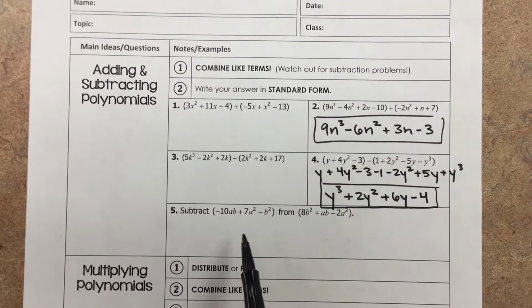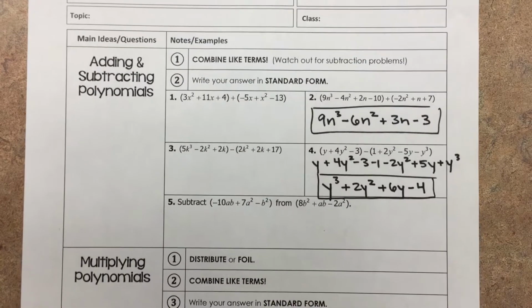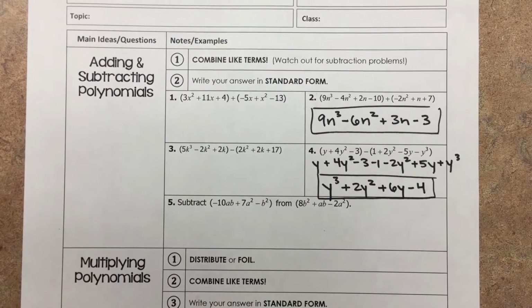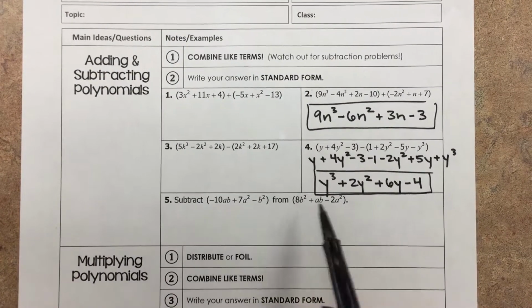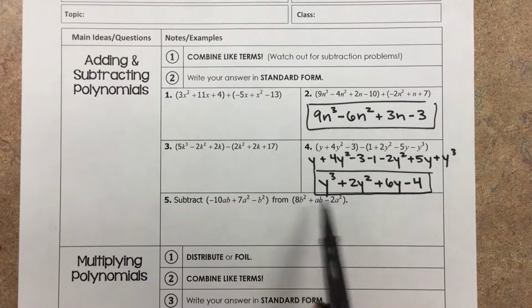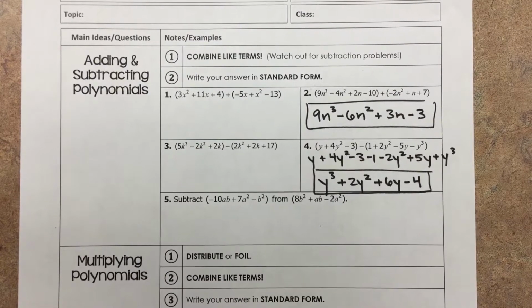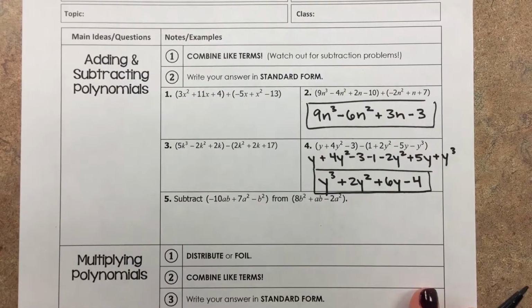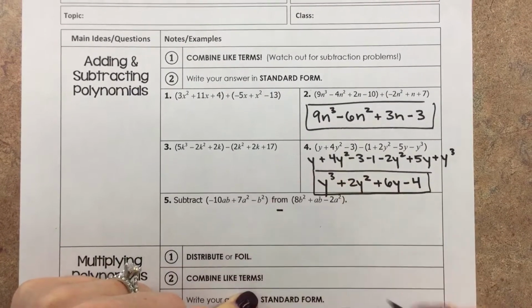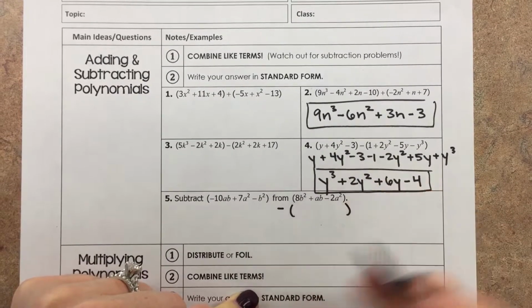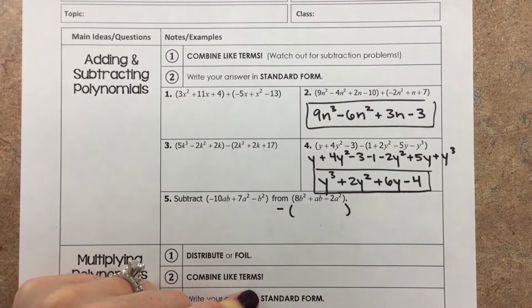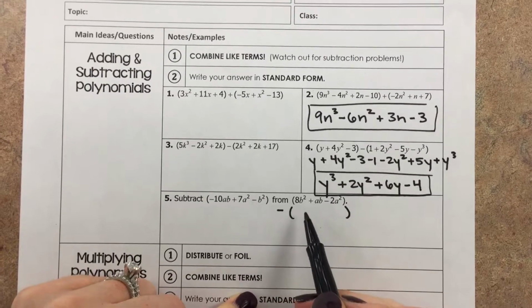I also want to do number 5. So this is the same sort of idea. We're subtracting. We're just writing it out as almost like a word problem here. So subtract this from this. That means this comes first, and then we're subtracting. So I want to give you guys a little bit of a visual of what we could do here. So we are subtracting. I'm going to line it up right underneath, kind of like you would do a normal subtraction problem. And I'm going to line up my like terms.